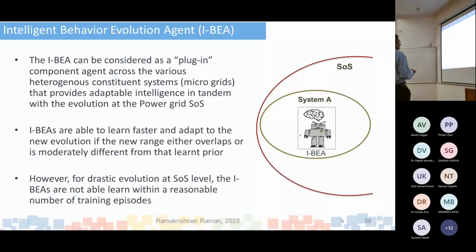But obviously there are constraints. If the system level or swarm level behavior is so drastically different, it's going to take more learning episodes for it to learn. Right? That adaptation is still a challenge.